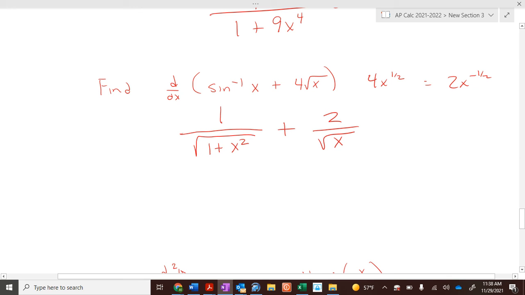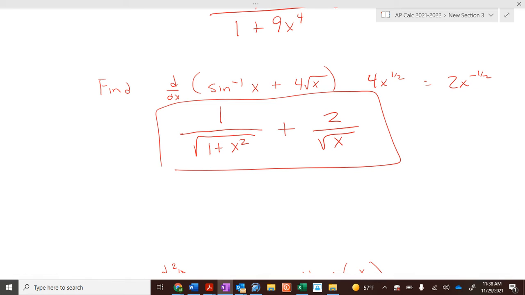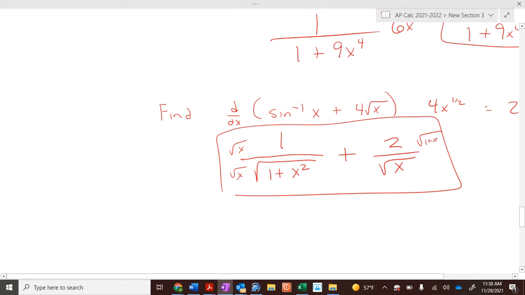Do we have to simplify that at all? Please tell me no. I think we stop right there. I'm pretty sure we stop right there. I think that's the way they have it. Because if we had to simplify it, we'd multiply the top and bottom by the square root of x, and the top and bottom of the other one by 1 plus x squared. And then it'd be a little more complicated.